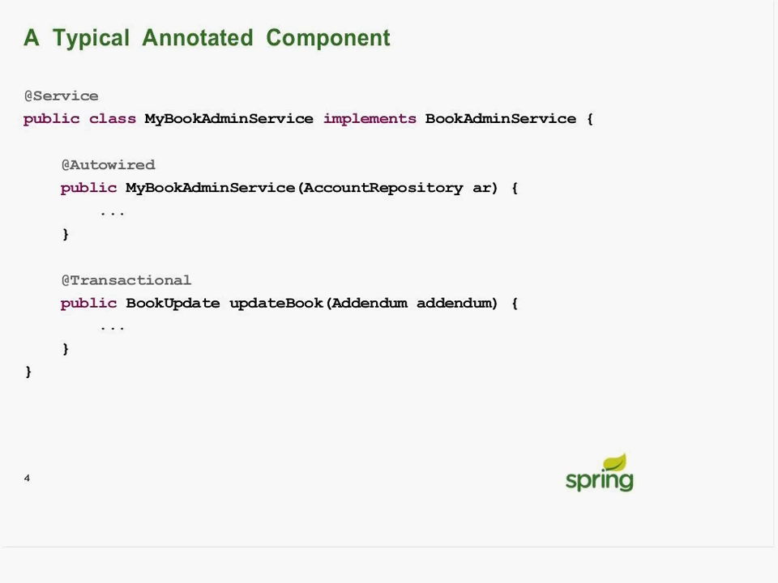So in our case, it says, okay, there's an account repository. My book admin service here wants an account repository instance. I'm going to resolve it for you. So the container basically goes searching for the account repository in its context. It selects an account repository even if there is more than one found. So it's the container's job to resolve the references for the constructor parameters here.